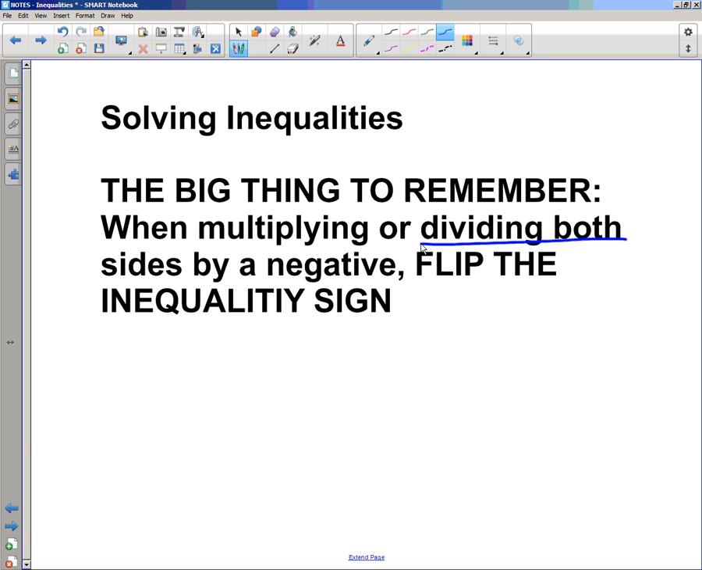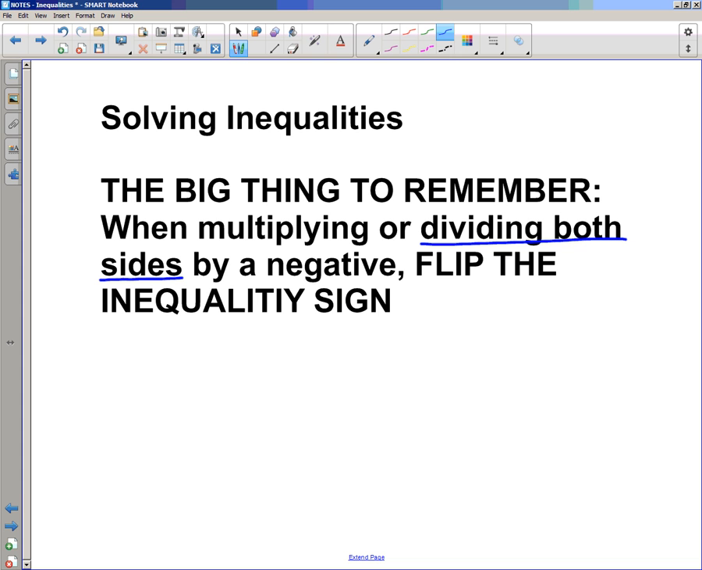So sometimes you're going to multiply by a negative number just as part of simplifying one side. That doesn't count. It's only when you're trying to solve and you find yourself multiplying or dividing on both sides by a negative that you flip the sign. So we'll do a couple examples of this, then we'll get into the more advanced problems that involve absolute values.